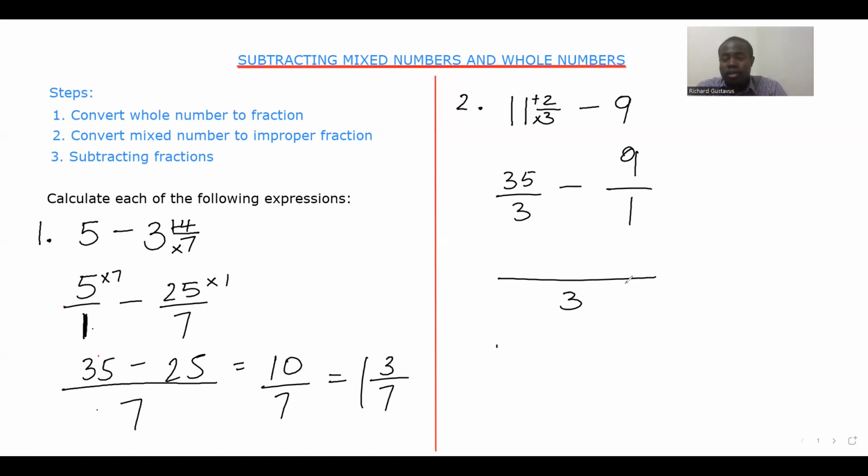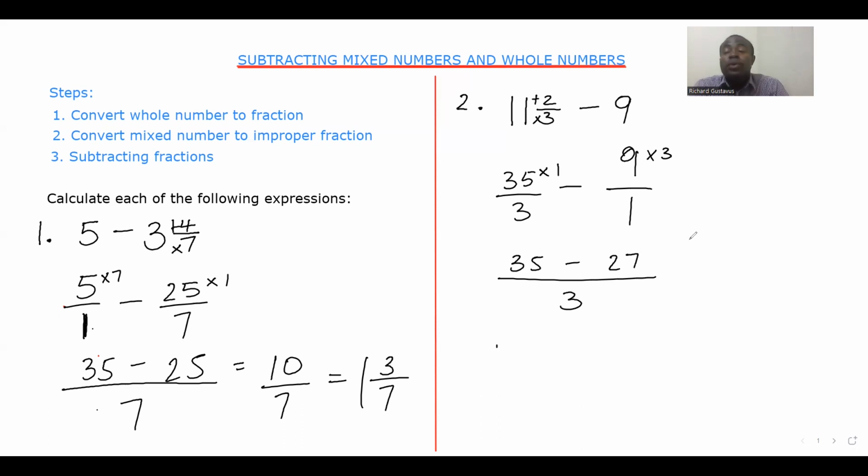After we have our common denominator, we need to divide. So we're going to say 3 into 3. That goes 1 time. So it's 35 times 1, which gives us back 35. Then we put our operator, which is subtraction. Then we divide again. 1 into 3, that goes 3 times. Then we say 9 times 3, which is 24.